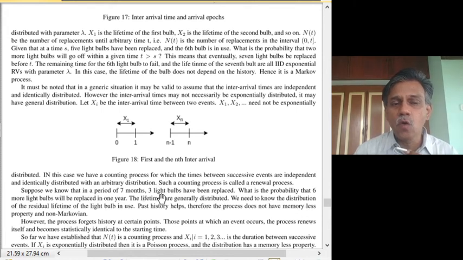For that we should know the residual lifetime of the bulb in use. But now if it has a general distribution, the residual lifetime cannot be easily characterized. That depends upon the time of observation of the process. So the history helps in predicting the future, and therefore it is non-Markovian.